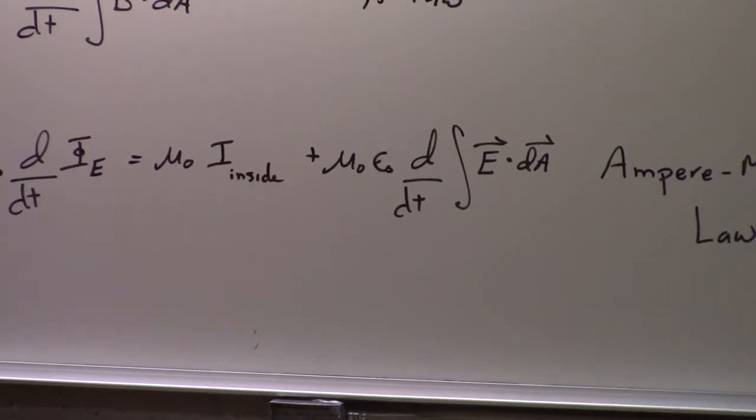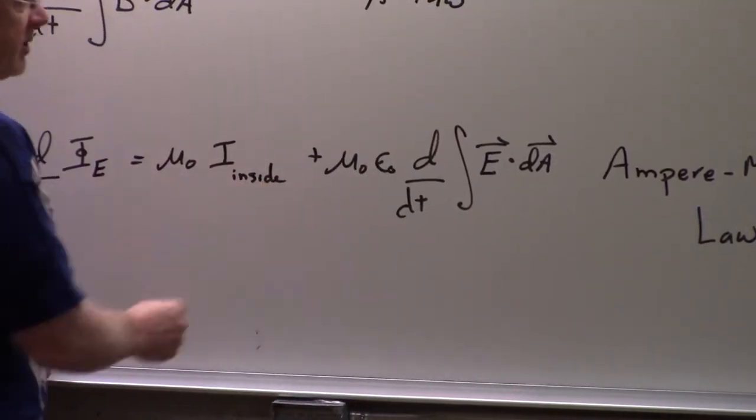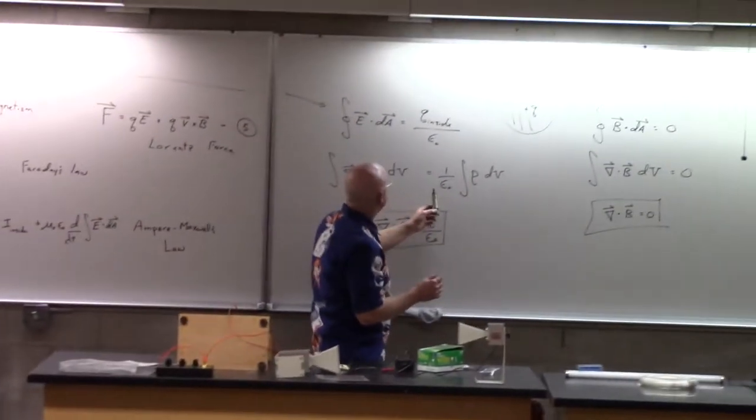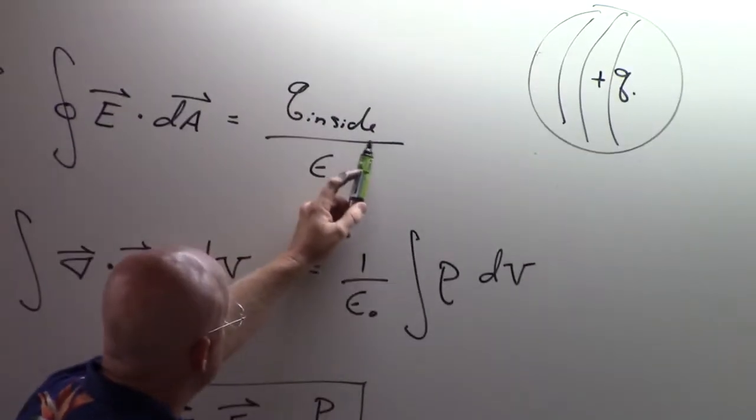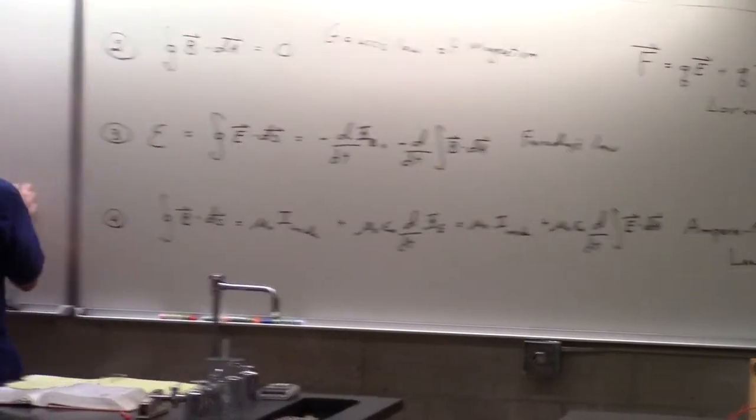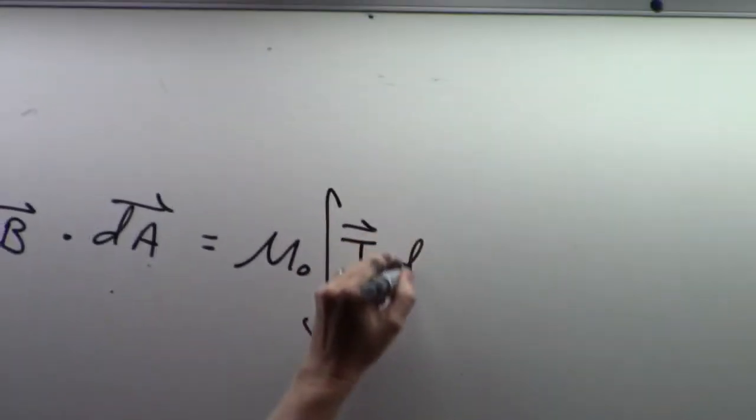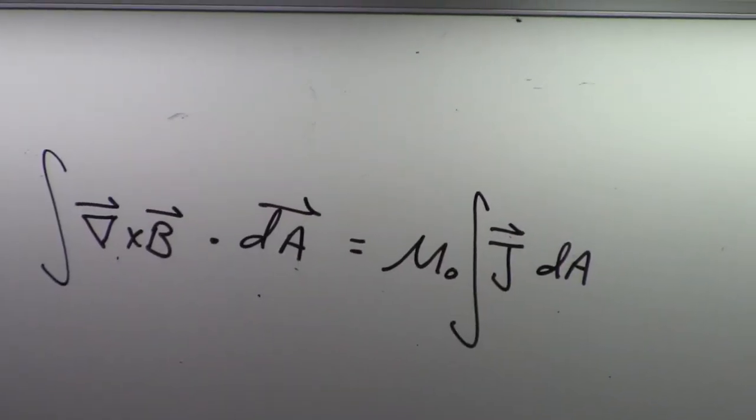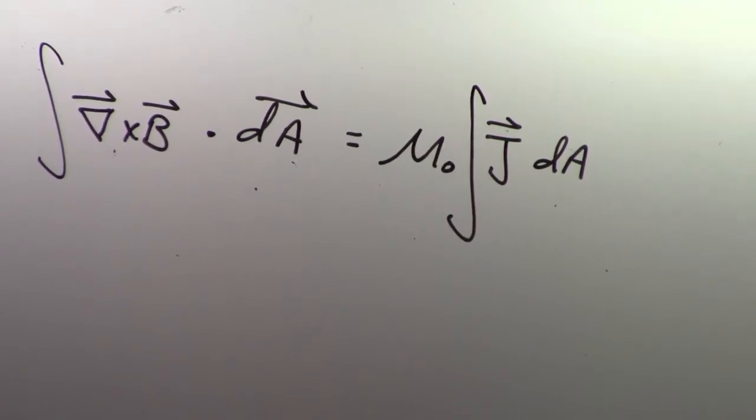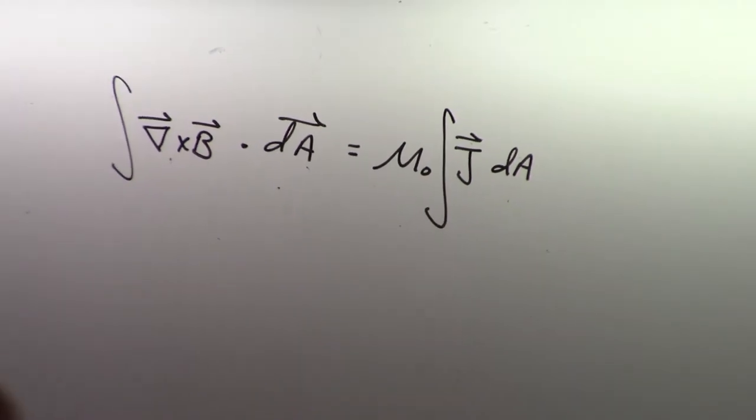Then this is the current that goes through that surface. But let me play the same game that I played back here with Gauss's law. This was the charge that was enclosed in that volume, so I took the charge density and added it up over that volume. So over here, what I'm going to do is take the current density and add it up over that area. Because if I take the current density, that's the J, and I add it up over that area, that would be the total conventional current that goes through that surface.